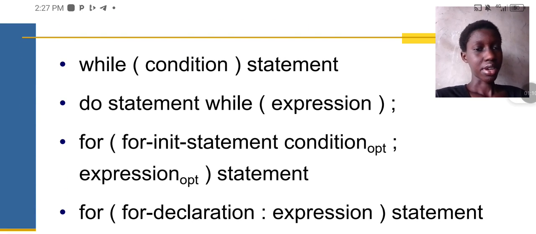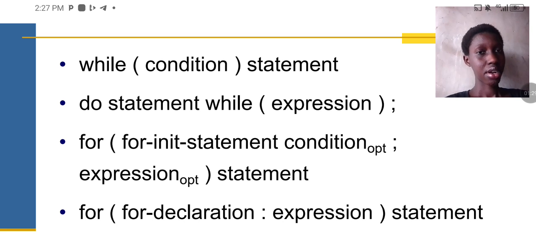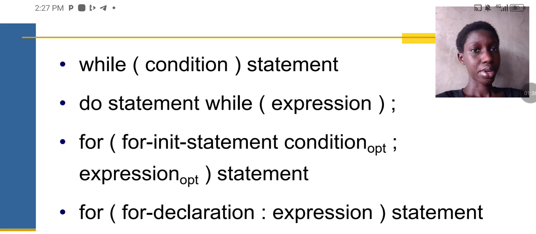So this is the structure or the syntax of it. We say while the variable follows this condition, the compiler should display this for me. So you say while, then your condition, then your statement. Alright, so while it follows a condition, display this for us, right? For the do while loop, we say the compiler should do or display the statement while the variable follows the expression.